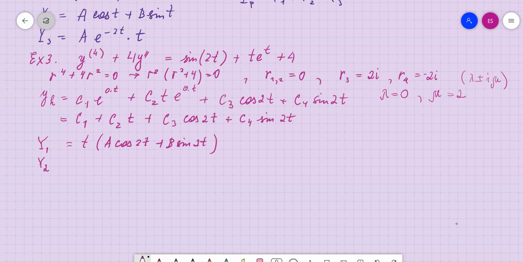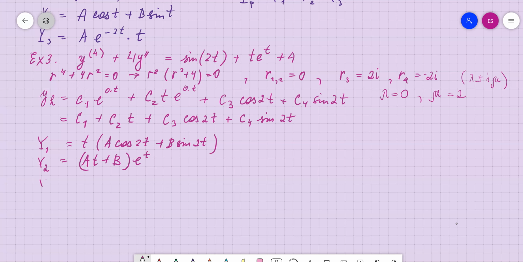Okay, y2. Exponential function t e to the power of t. Do we have any exponential function here? No. Very good for us. So this t means a polynomial of first degree. So actually we are going to write down (a t plus b) e to the power of t. That's going to be my second solution.